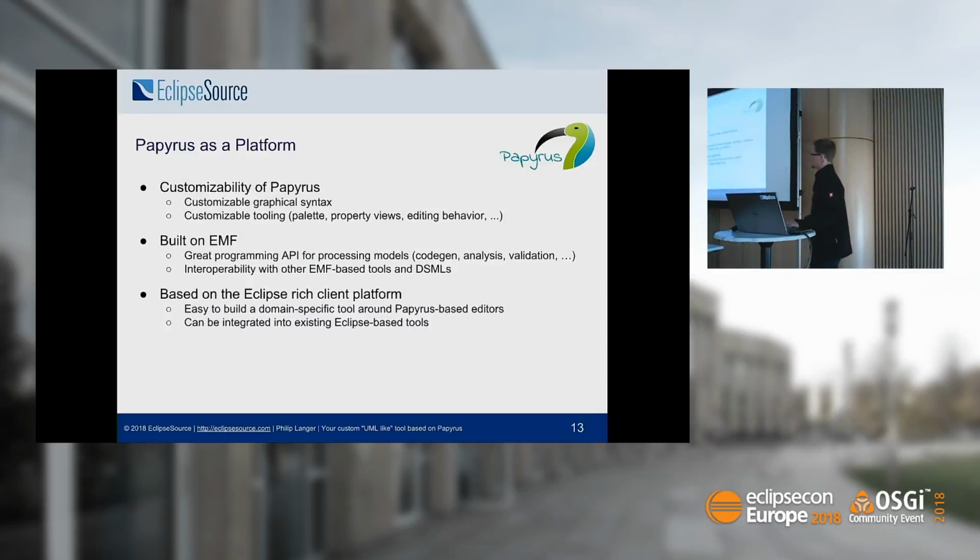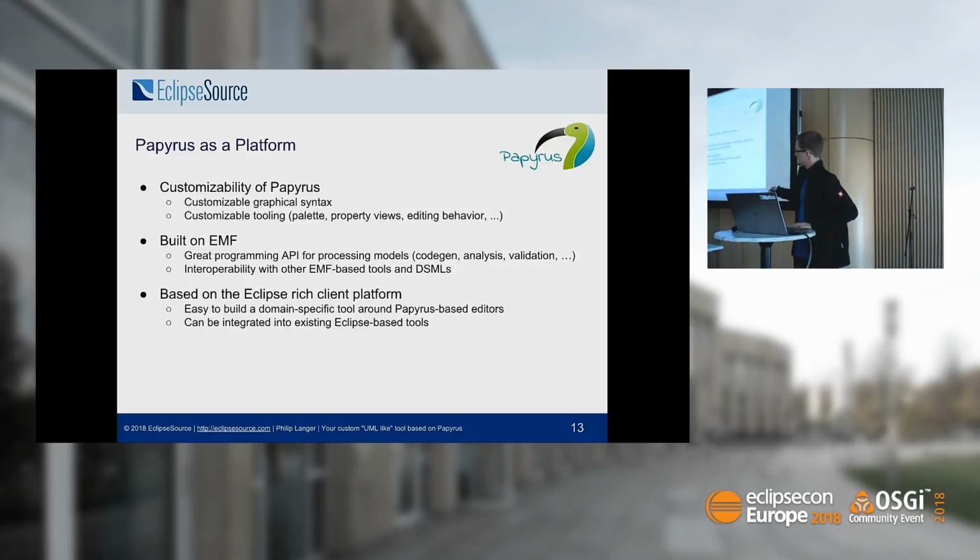So just to summarize why we think Papyrus is in many cases a good choice when building a domain-specific modeling tool. For the language part, Papyrus is very customizable and provides a lot of extension points so that you can, for instance, customize the graphical syntax a lot, like you've seen in the screenshots. You can customize all aspects of the tooling, such as the palette, the property views, editing behavior, and stuff like that.